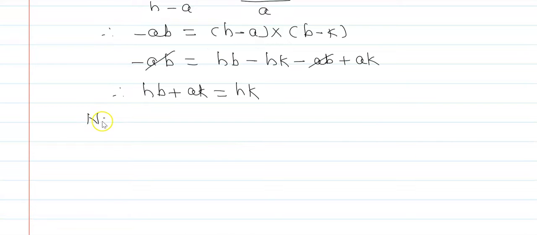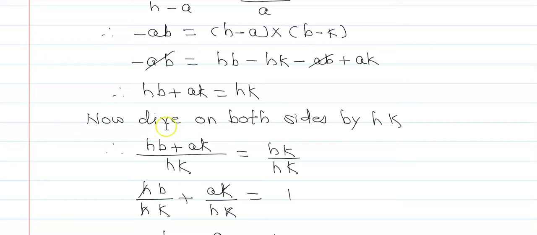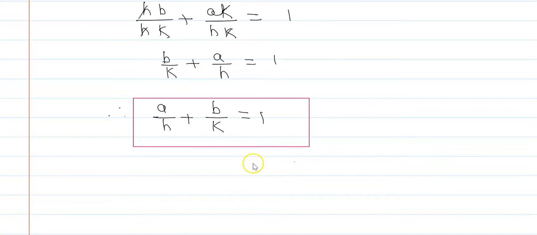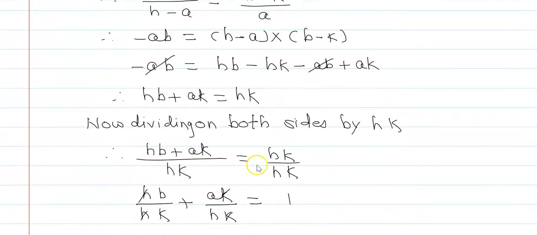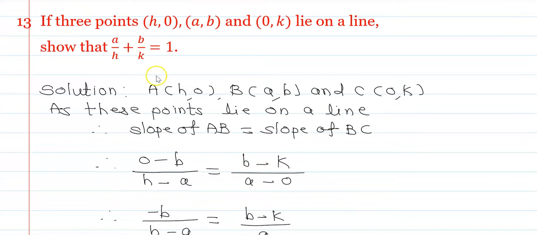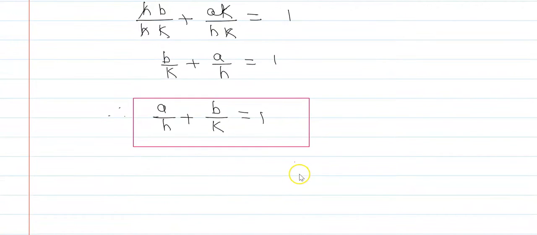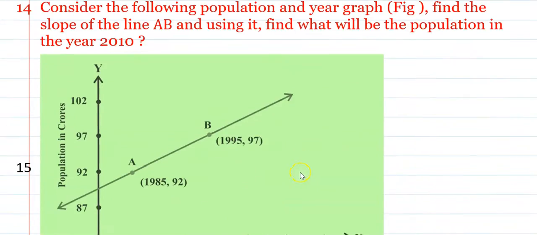Now, dividing on both sides by hk, we get (hb plus ak) upon hk is equal to hk upon hk. Here hk gets cancelled, so b upon k plus a upon h is equal to 1. And hence we have proved this. As the points lie on the same line, the points are collinear. Therefore, the slope of AB is equal to the slope of BC. Substitute the values and you will get the answer. The problem is very easy. Now the last problem.